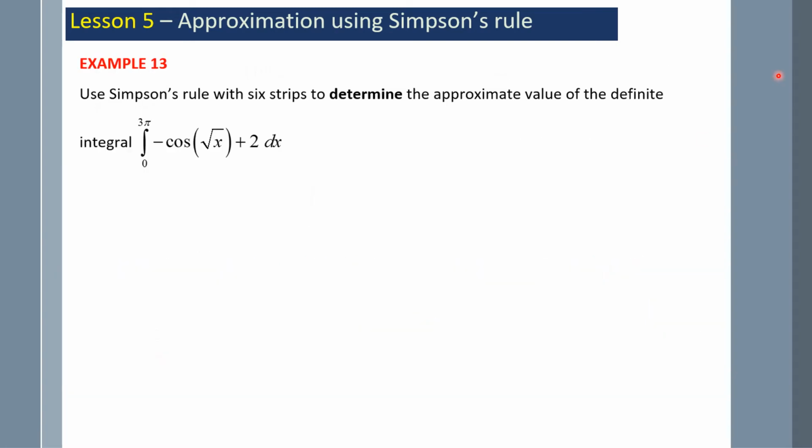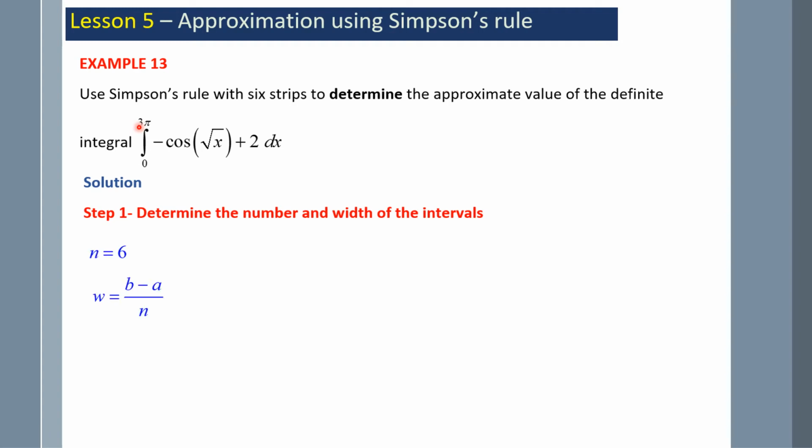So example 13, use Simpson's rule with 6 strips to determine the approximate value of the definite integral. Now this one's a bit trickier. So we've got negative cos root x plus 2 dx between 0 and 3 pi. So what we need to do first is determine the number and widths of the intervals. And it said 6 strips.